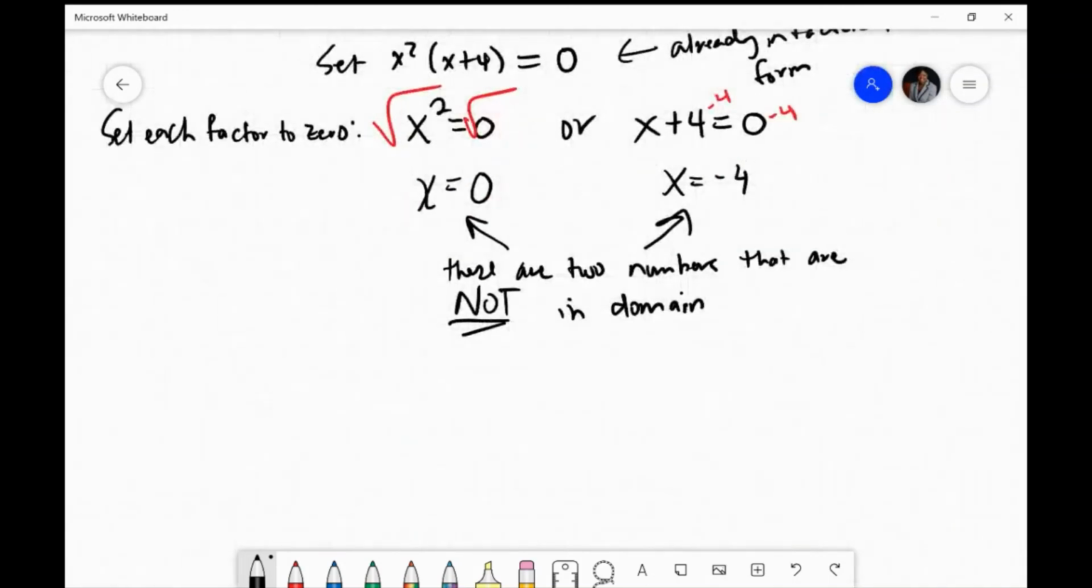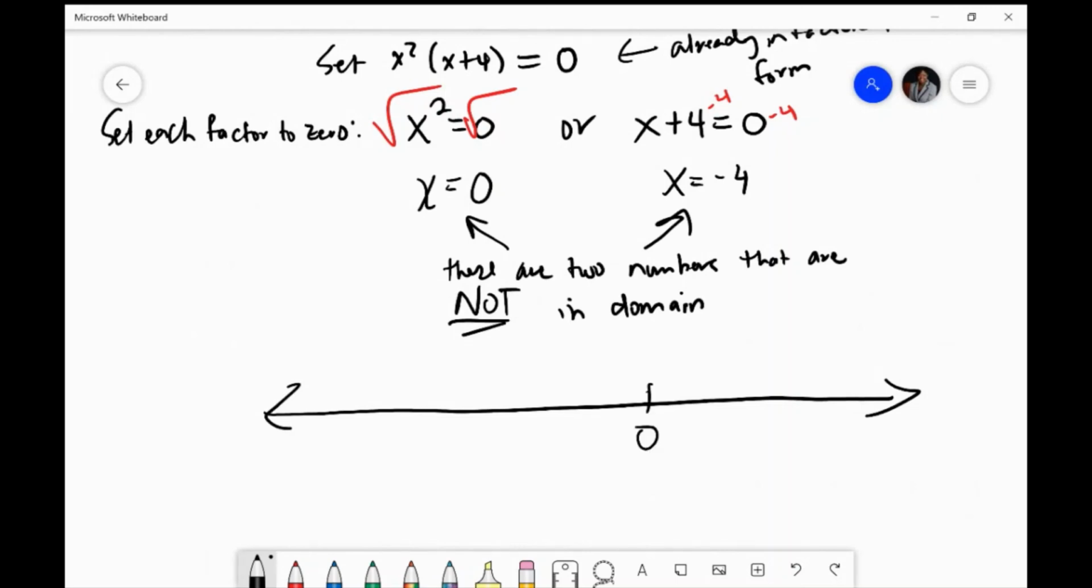So let's look at a number line again. All right, we have 0 somewhere, we have negative 4 somewhere. We don't want these numbers in the domain, right? These are the two numbers we don't want. Everything else is all good. Everything else in between these two numbers is good. It's just 0 and negative 4.